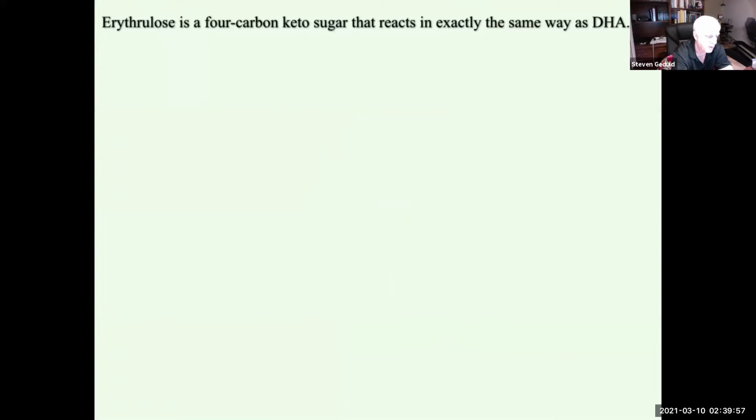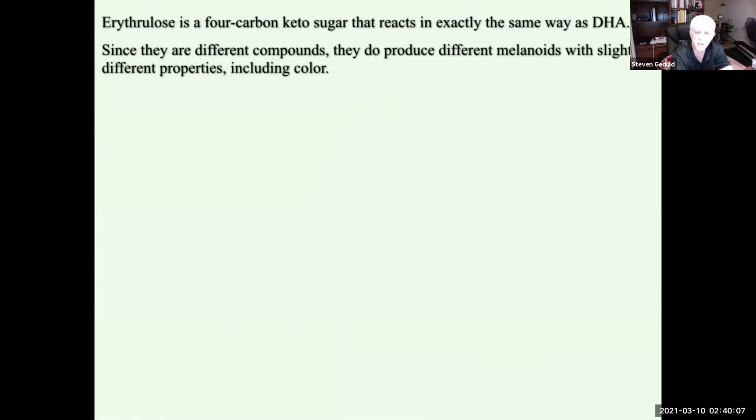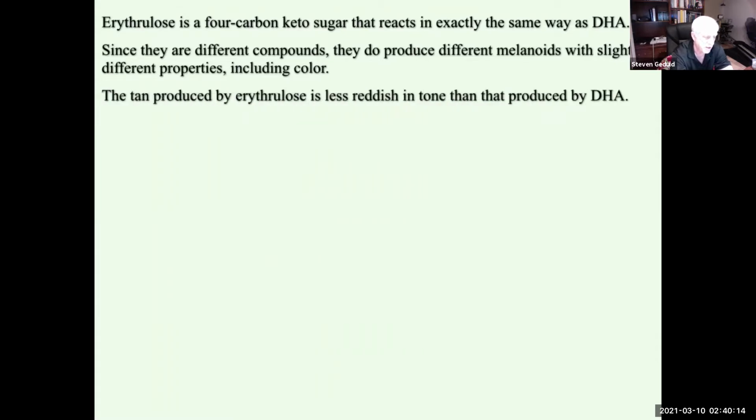Erythrulose is a 4-carbon keto sugar that reacts exactly the same way as DHA. So now you get a better, more consistent tan with that one. Since they're different compounds, they produce different melanoidins with slightly different properties, including color. So the tan produced by erythrulose is less reddish in tone than that produced by DHA. It's more natural looking.